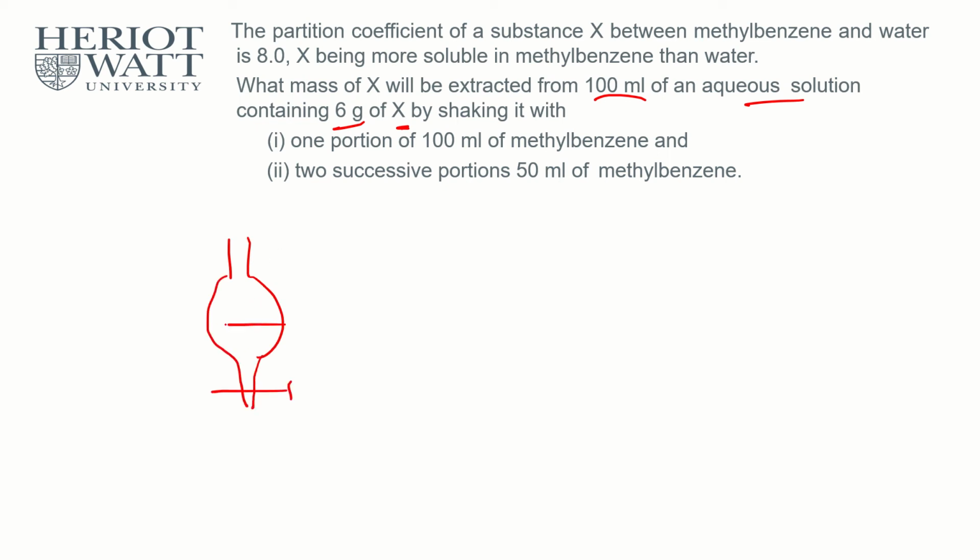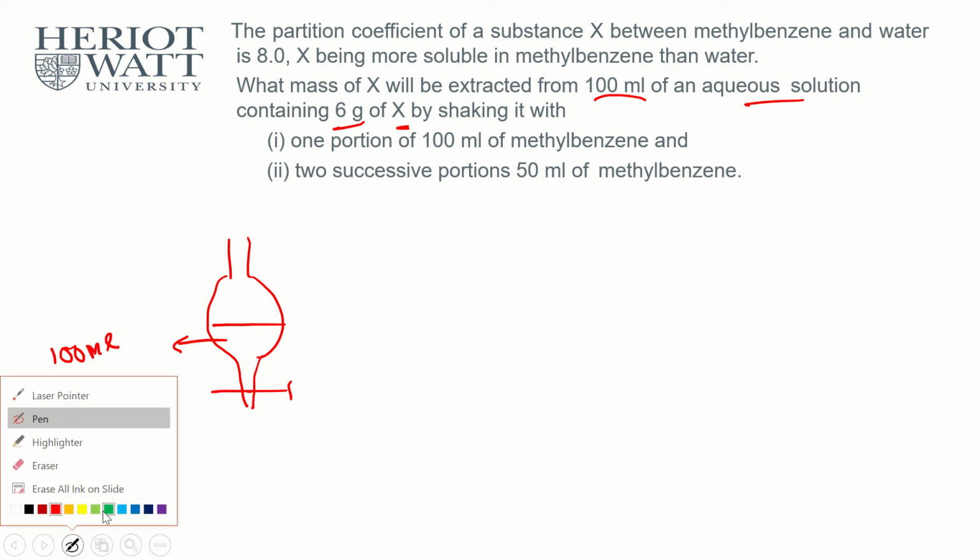Okay, inside I put in the first layer. Of course, I close this valve. Here is 100 ml of water, which is an aqueous solution, containing 6 grams of X initially. All right, then I put in the new portions.